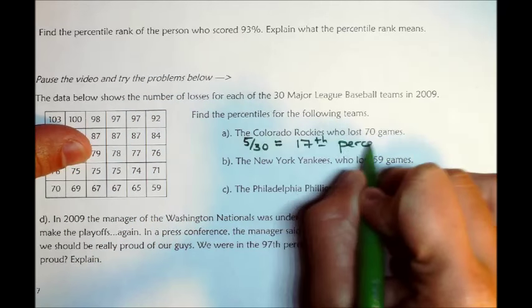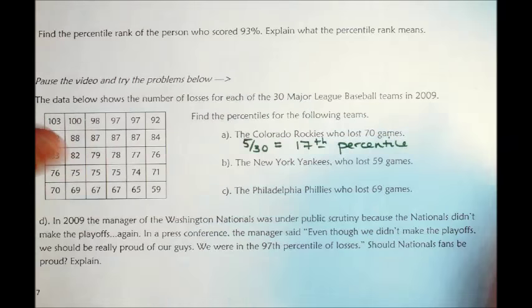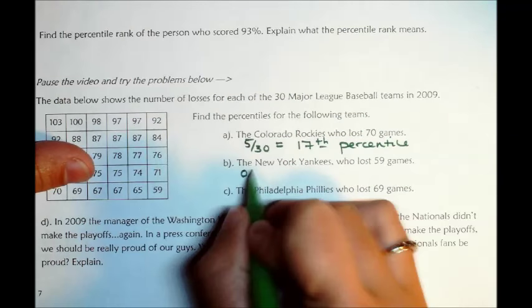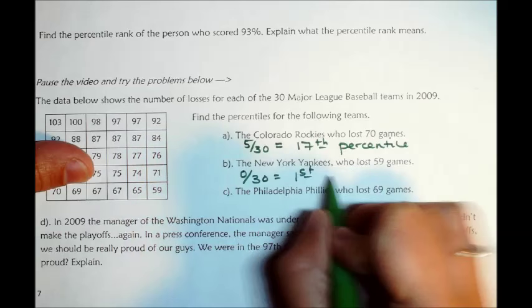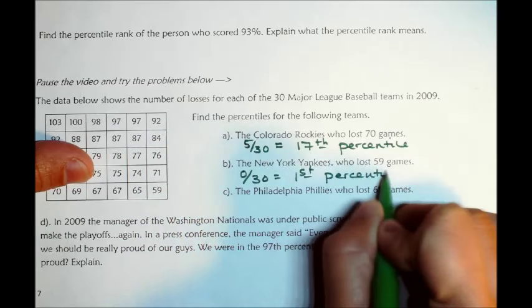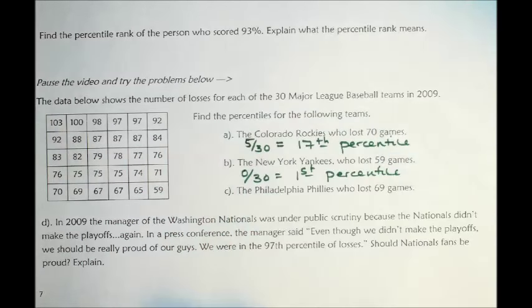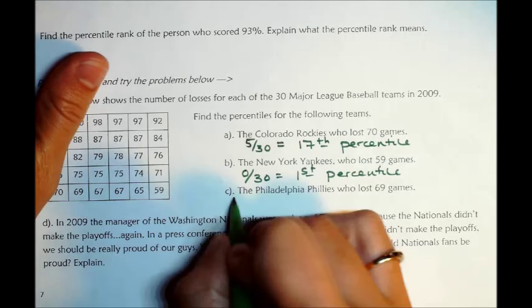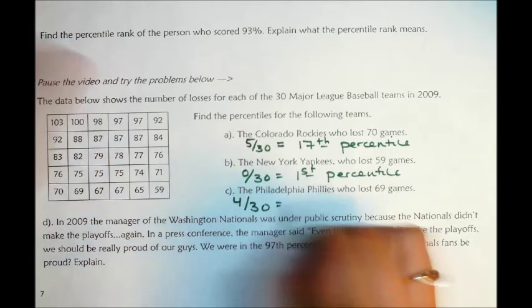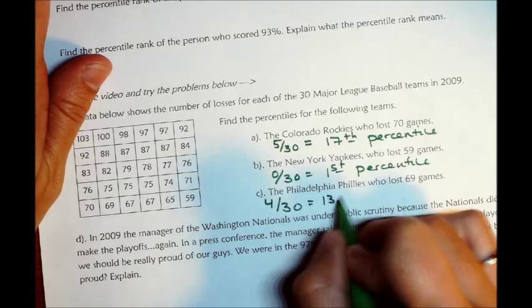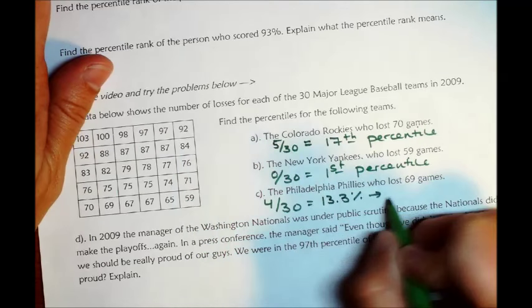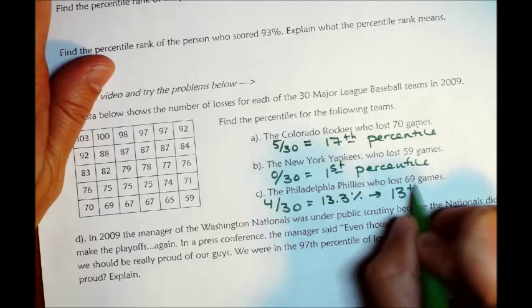The New York Yankees, who lost 59 games, there were no teams that had less losing games than them out of 30. That puts them in the 1st percentile. Philadelphia Phillies lost 69 games. There were only 4 teams out of all 30 that had less than 69 games lost, which is 13.3%, and if we round that to the nearest whole number, that puts them at the 13th percentile.